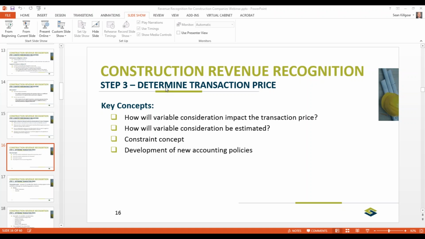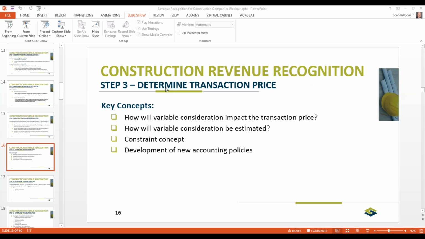So the first step is step 3 out of the next 3 steps that we're going to be talking about, and that is really probably one of the biggest changes, is determining the transaction price. So some key concepts that we're going to discuss are variable consideration, and then how do you estimate this variable consideration. There's also a new concept called constraint, and so we'll go over a few examples of that. And the key for this step is going to be developing new accounting policies, as Sal had mentioned.